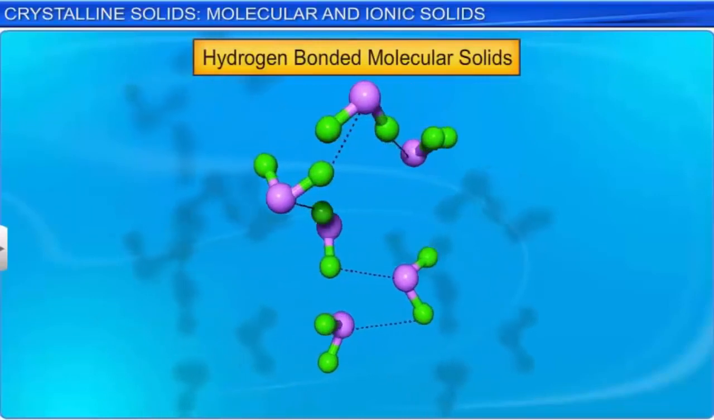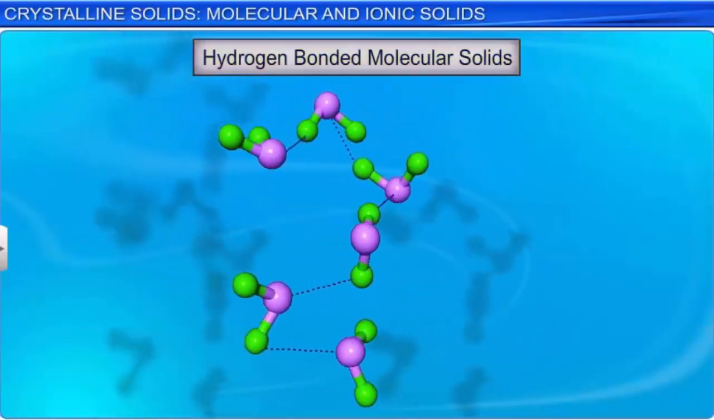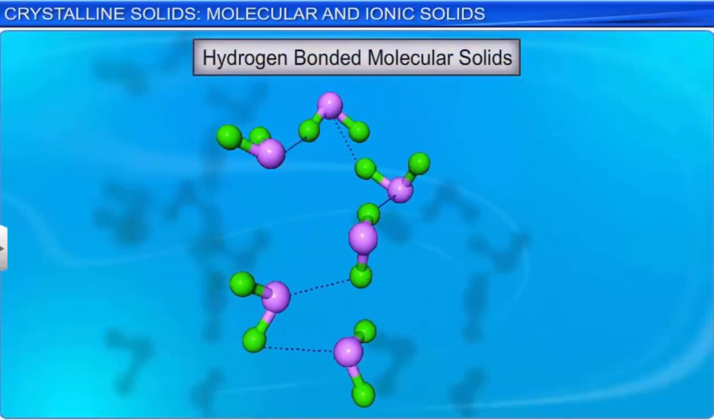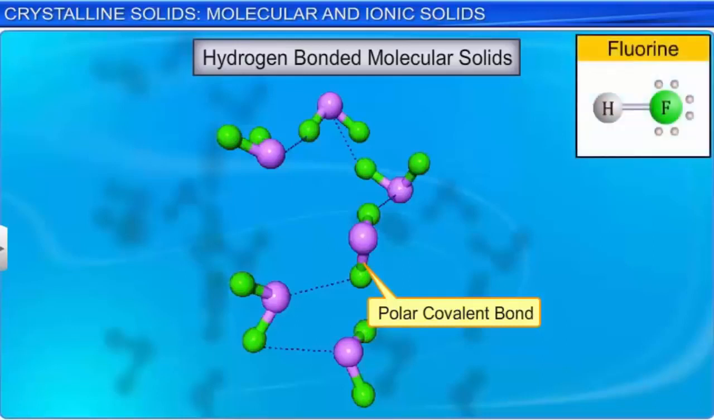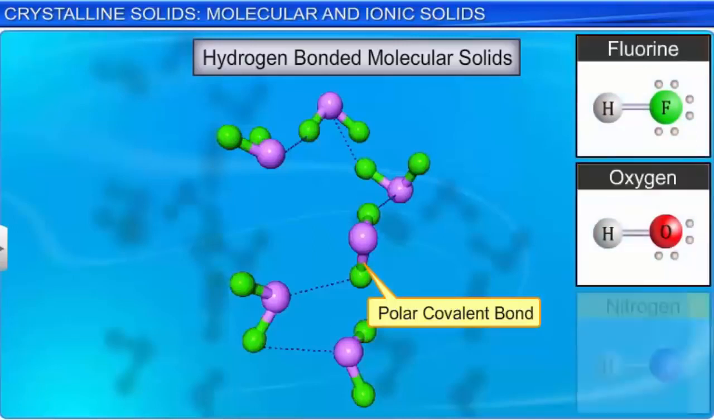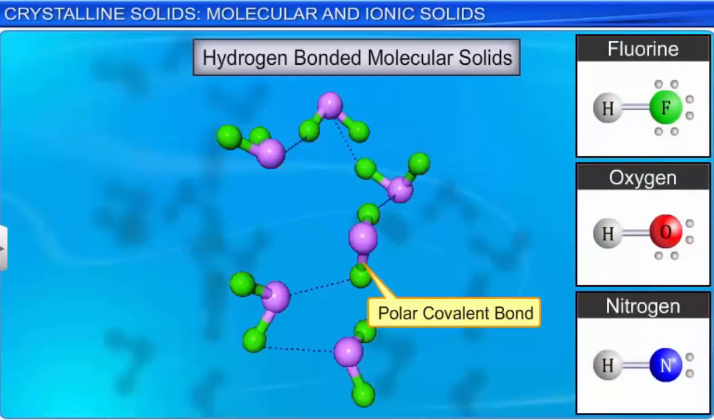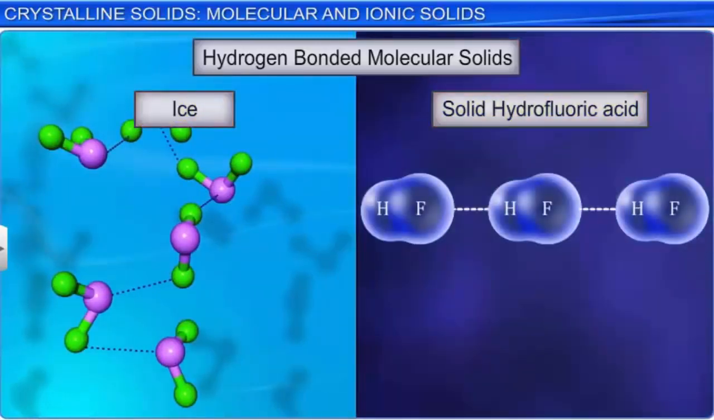In hydrogen-bonded molecular solids, like polar molecular solids, the constituent particles, molecules, are formed by polar covalent bonds. However, the bonded atoms in these molecules are essentially hydrogen and a highly electronegative atom, such as fluorine, oxygen, or nitrogen. Ice and solid hydrofluoric acid are two examples of hydrogen-bonded molecular solids. The molecules in these solids are held together by strong forces of attraction called hydrogen bonds.